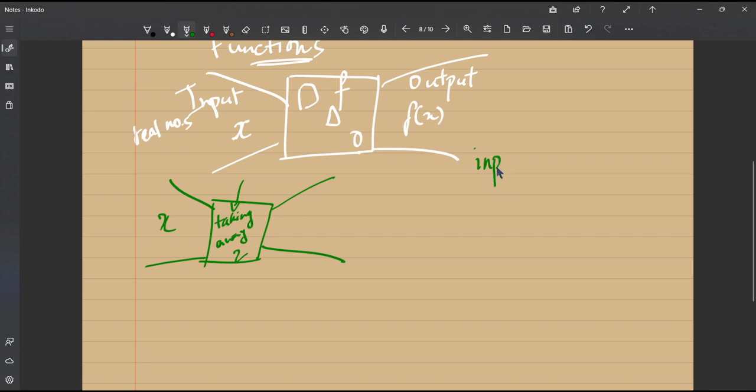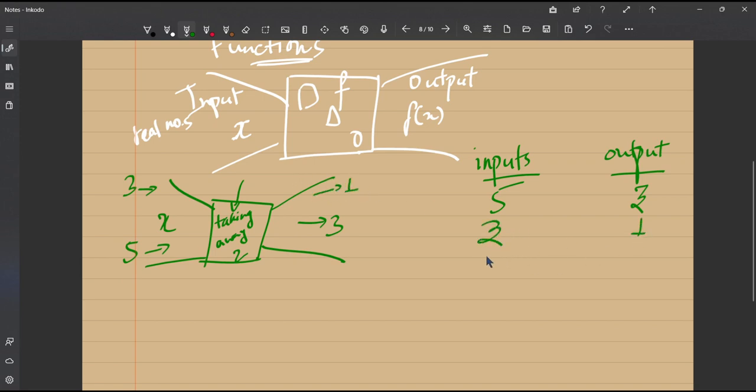So taking away 2, how would that work? Say I have inputs and outputs. If I'm inputting 5, my output would be taking away 2 from 5, which is 3. So if I'm inputting 5, 3 would come out. If I'm inputting 3, 1 would come out, right? And you get the idea. If I'm inputting 0, negative 2 would come out. For negative 2, negative 4 would come out, and so on.